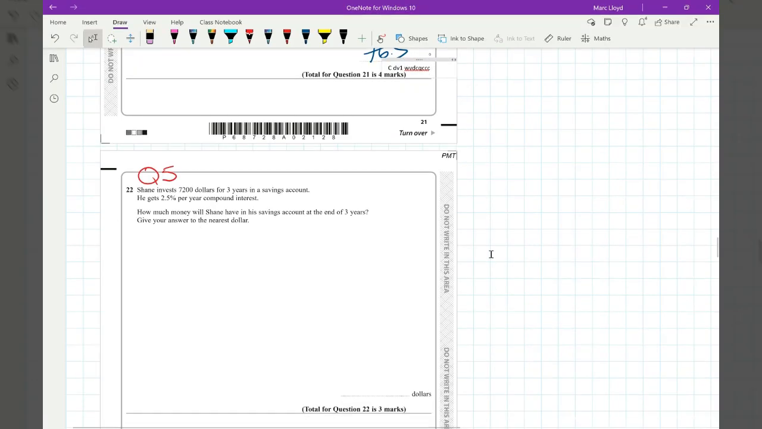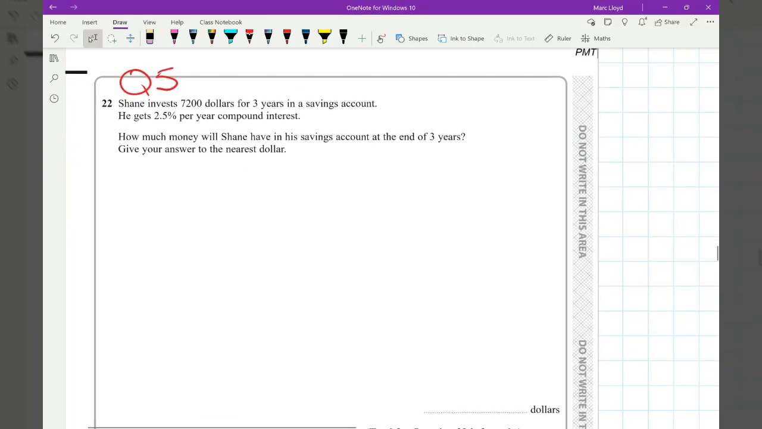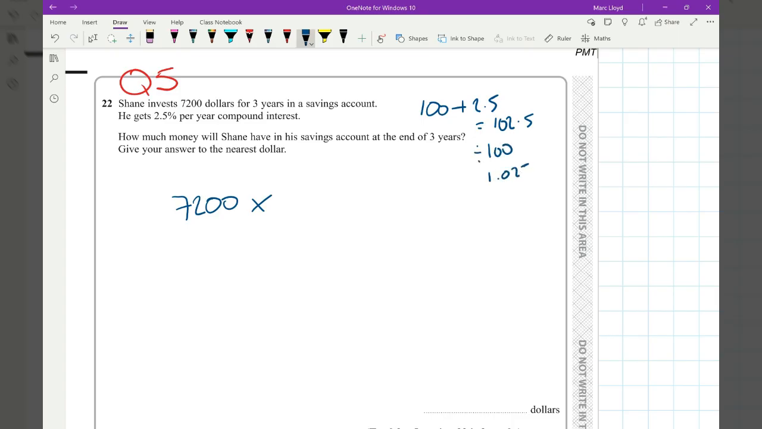Shane invests $7,200 for 3 years in a savings account. How much money will he have in his savings account at the end of 3 years with an interest rate of 2.5%? So, 7,200 times by, now 100 plus 2.5 is 102.5, divided by 100 to make it a decimal multiplier, and we get 1.025.